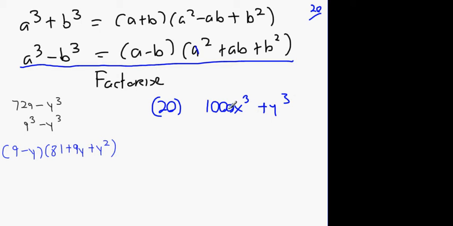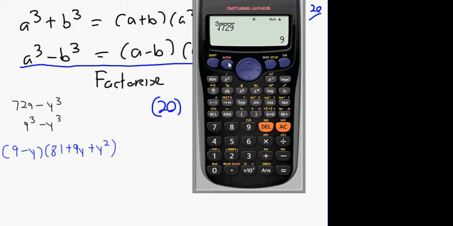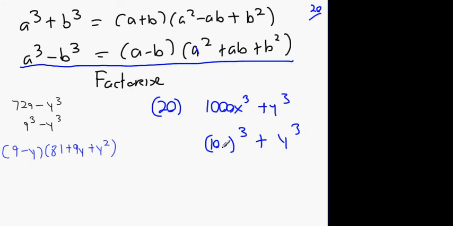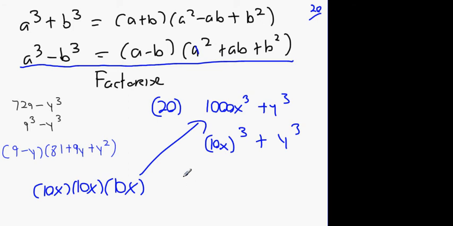Can anybody tell me what is 1000x cubed? If I was to put it like this, what would go in here? 10 is definitely there. You could also try the cube root button: cube root of 1000. 10 is most definitely there. What else needs to be in here? X. Why is X in there? Because 10x by 10x by 10x equals 1000x cubed. That number multiplied by itself 3 times gives you 1000x cubed. Do you got it?